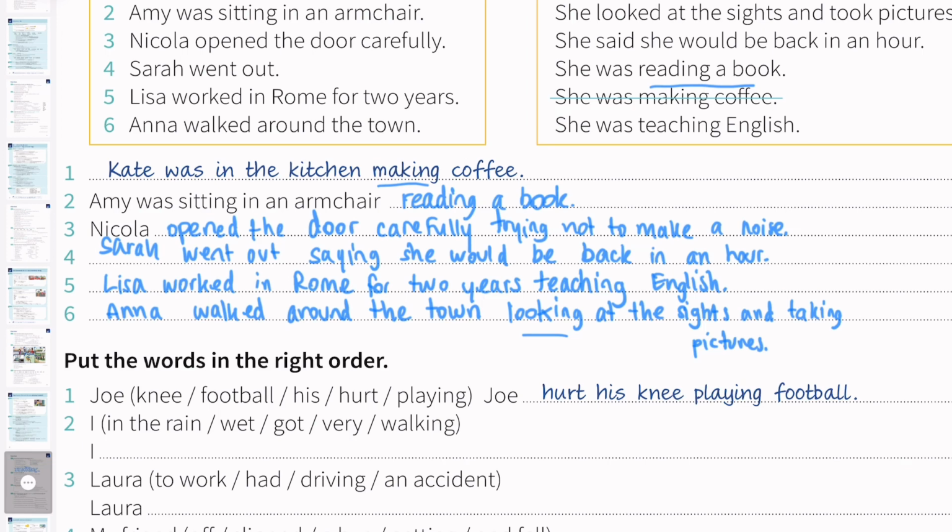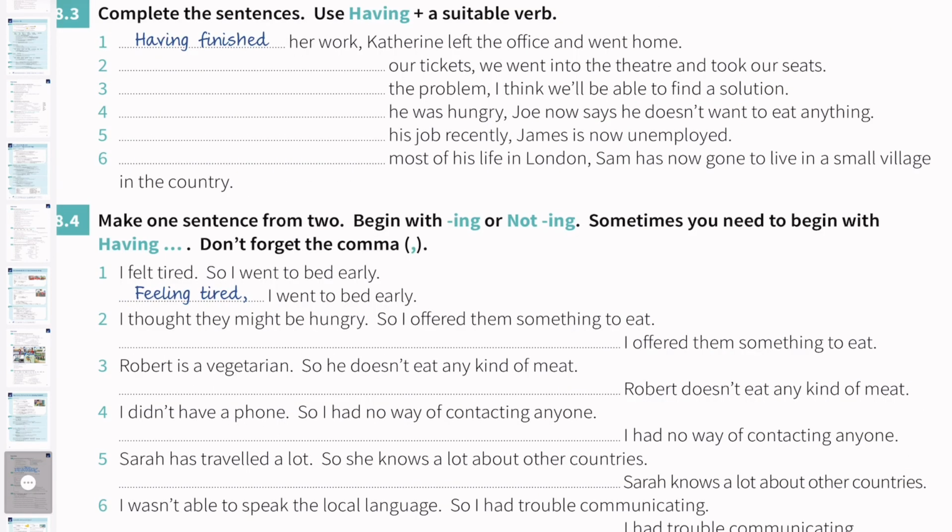So I hope you understand this exercise. That's it for the first one. Now let's do one more exercise. Complete the sentences using having plus a suitable verb. I just remind you that when one action happens before something else, we use having done for the first action. Like the example, having finished her work, Catherine left the office and went home. So Catherine finished work first and then she left the office and went home later.